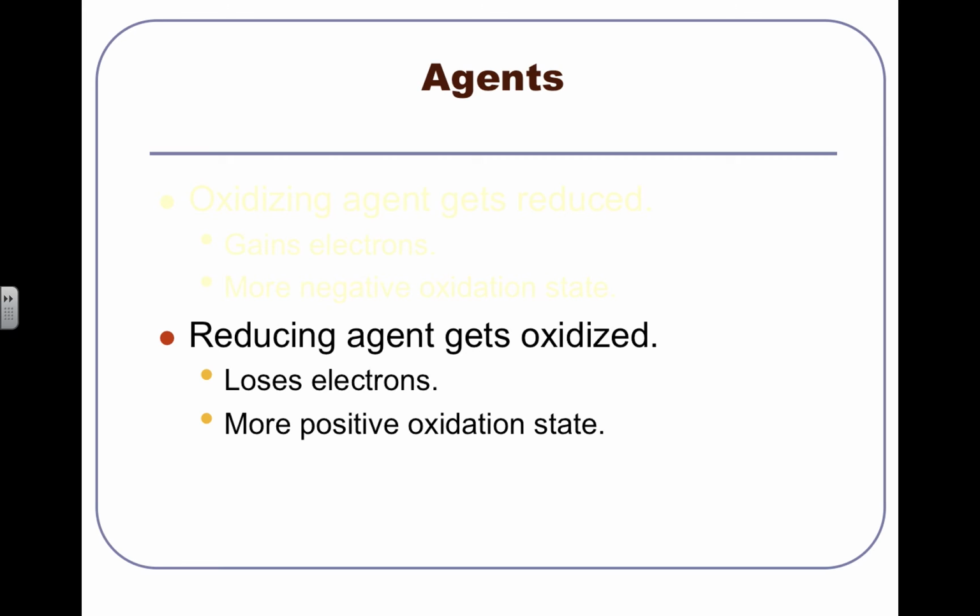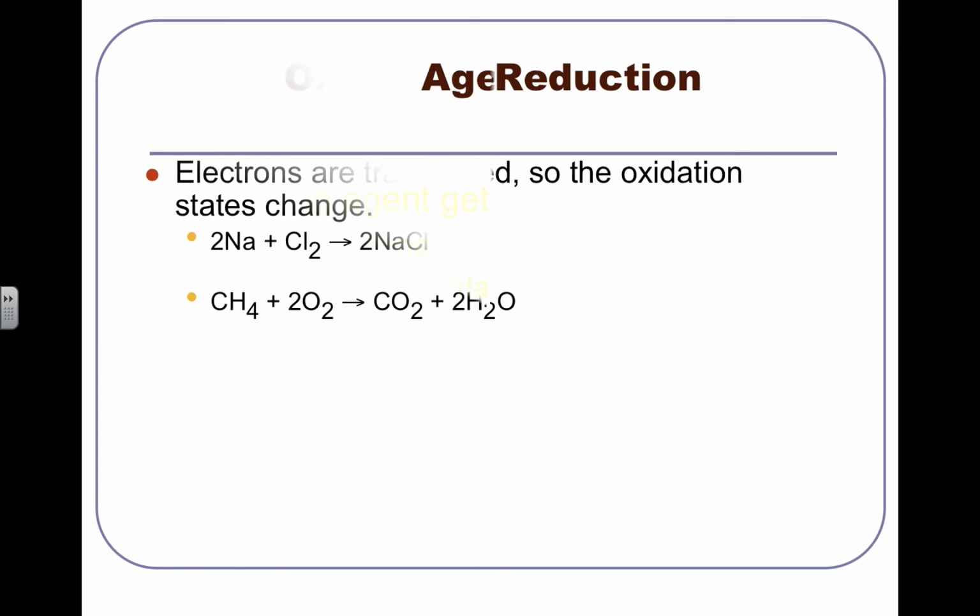Reducing agents are things that get oxidized, so they lose electrons and allow something else to be reduced, something else to gain electrons. Okay, let's actually try this, because it sounds like doublespeak, huh?